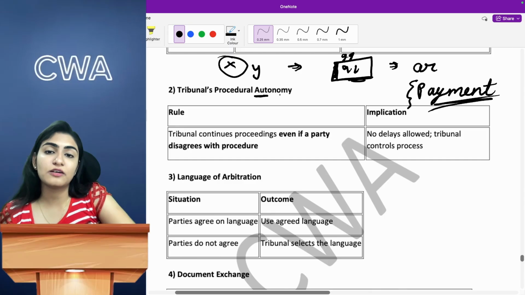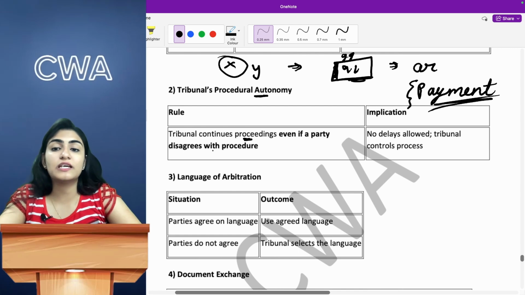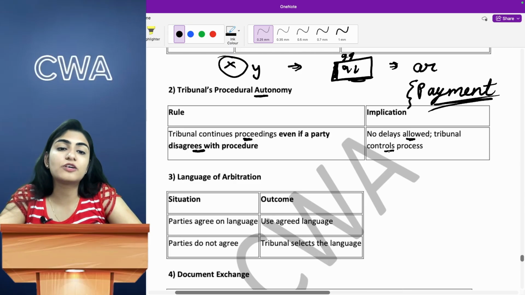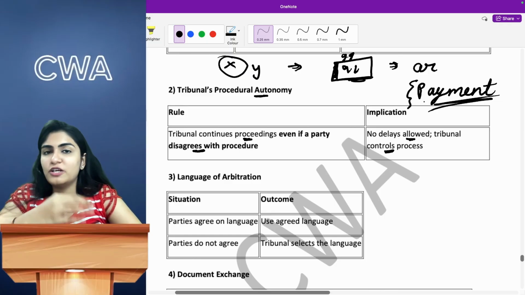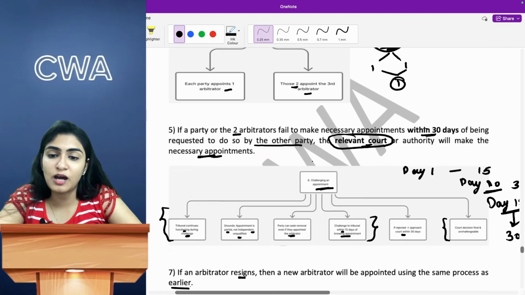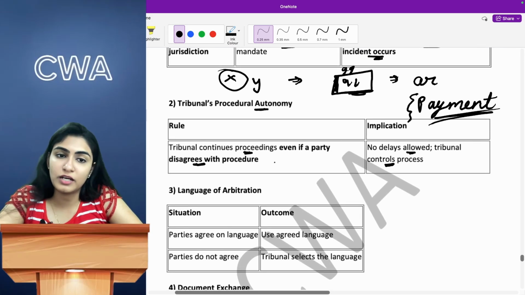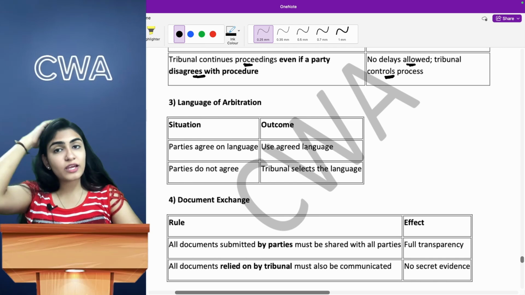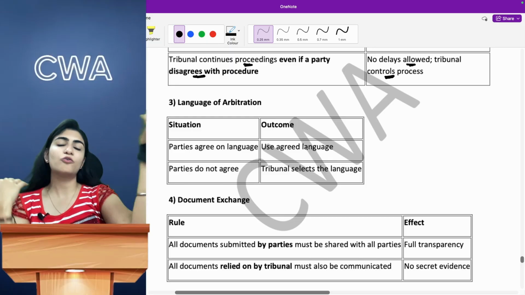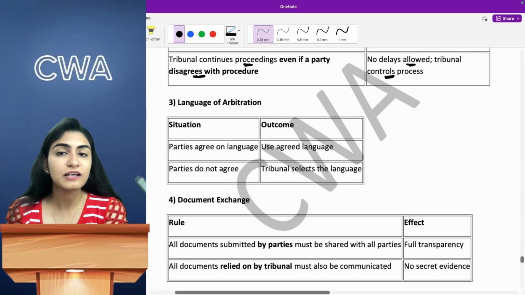Tribunal procedural autonomy, meaning how do the procedures go on? It continues the proceeding even if at any point of time any party disagrees with the procedure. No delays allowed. Tribunal controls the process. If you have any problem that the proceeding is not happening properly or something off is going on, as we discussed earlier, if any objection is raised or challenge is there, the proceedings will still be continued the way it is working. But ma'am, let's say the proceedings continue and they come to a conclusion and the court has not replied. In that case, we will discuss what can happen, how you can challenge the final conclusion.